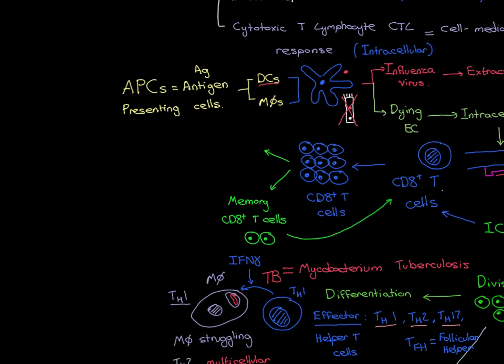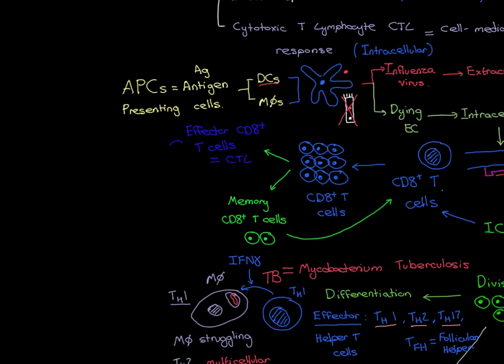Okay, so the other type then, the effector CD8 positive T cell. So let's go for another colour. I'll go for another type of blue, a darker, richer, royal blue. Okay, so the effector CD8 positive T cells then. These have another name. They are called the cytotoxic T lymphocytes. So effector CD8 positive T cells, also called cytotoxic T lymphocytes.